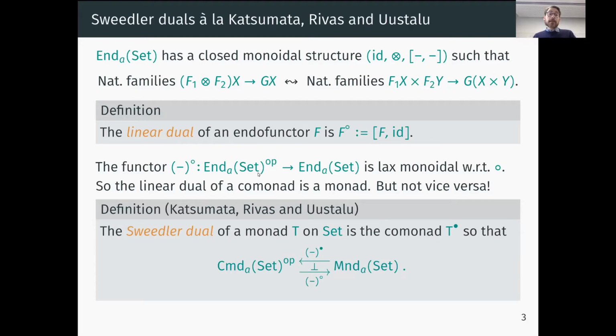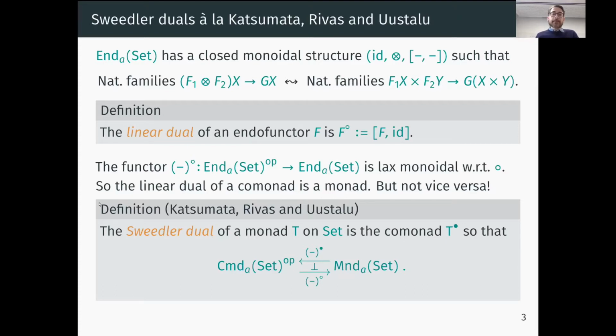And so what that tells you is that it sends monoids in here, composition monoids here, to composition monoids here. And a composition monoid in this opposite category is a comonad on set, and a composition monoid here is a monad on set. So there's always a linear dual of any comonad, which is a monad. On the other hand, if I take the linear dual of a monad, I don't get a comonad.